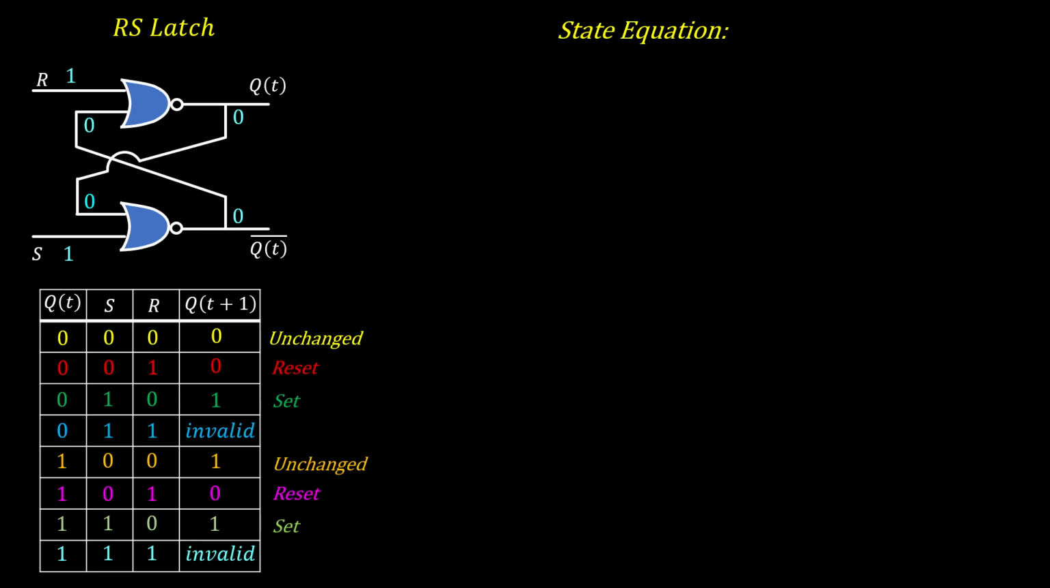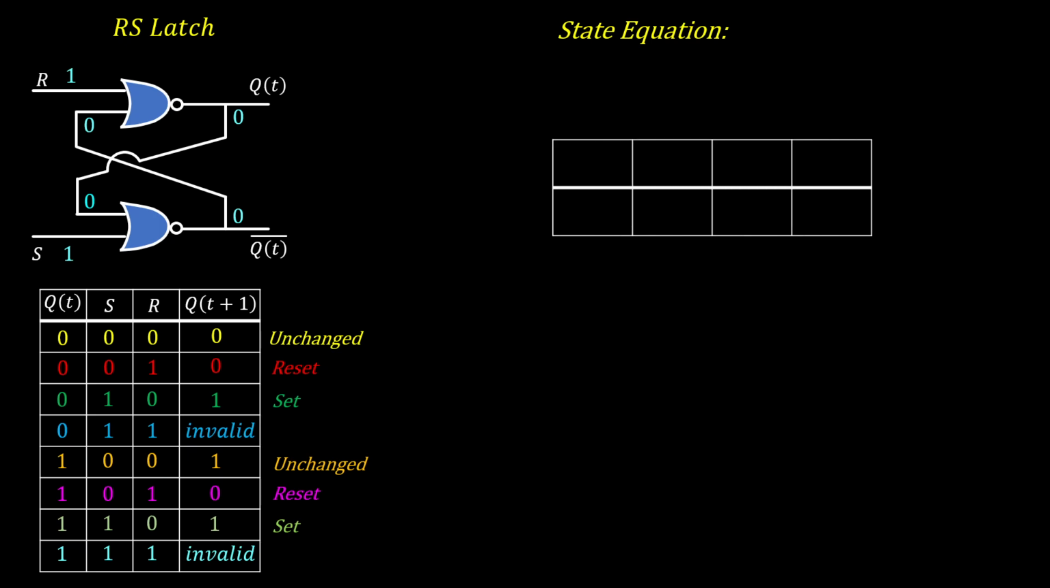Now we will make the state equation for RS latch. For that purpose, we will use three variable K map. In column we have Qt bar and Qt, and in rows we have S bar R bar, S bar R, SR and SR bar, and the numberings are 0, 1, 2, 3, 4, 5, 6 and 7. Now we will shift this next state to the K map, and in place of invalid state we will use don't care.